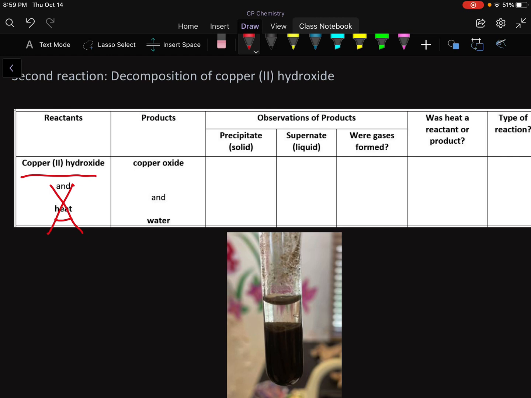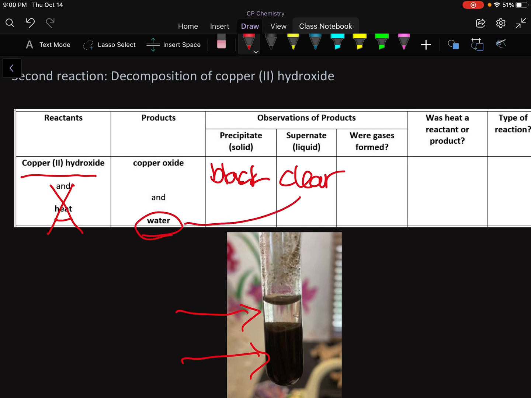So you technically only have one reactant and you have 2 products. So that should help you figure out the type of reaction this was. And it's copper oxide and water. Now, you know now what the precipitate is and what the supernatant is. And you can definitely see the precipitate down here and the supernatant up here. And you can describe them. So this would be a black precipitate and a clear supernatant, which water is clear, so that's probably water that we see as the supernatant.